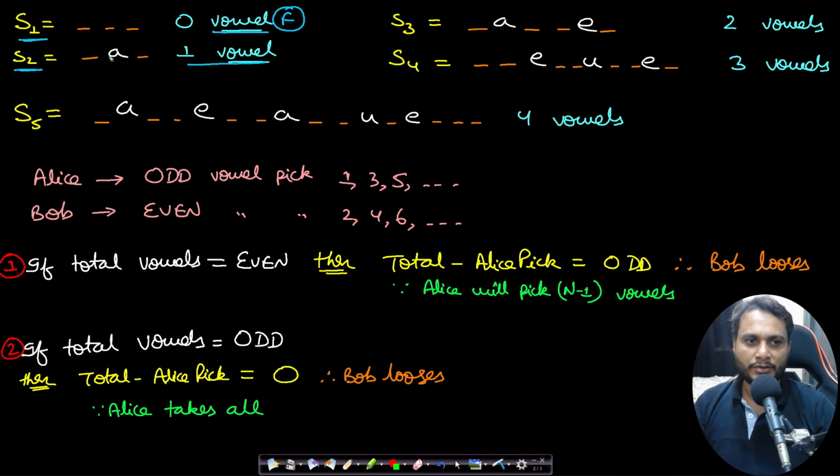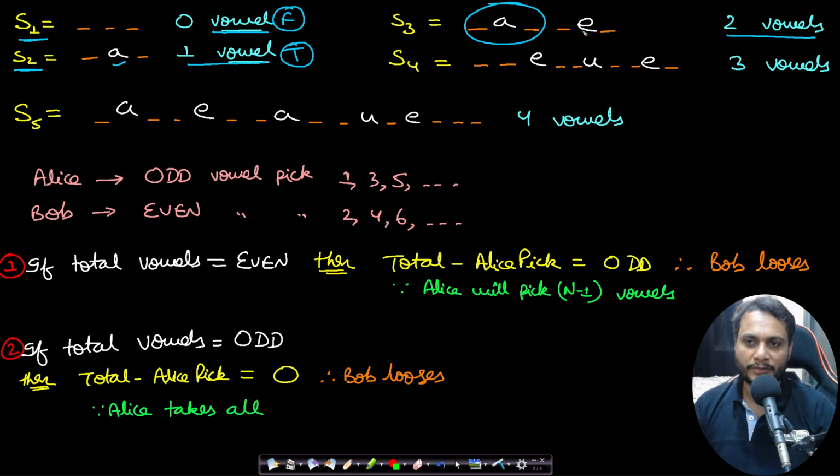So in this string too, if there is only 1 vowel, Alice will come and pick this vowel because she can pick an odd number of vowels, right? And then there will be no vowel left. So when Bob comes, he cannot pick anything and therefore Alice will win. So we will be returning true in such a case. If you see the 2 vowel case, then when Alice comes, she can pick 1 vowel and another vowel will be left.